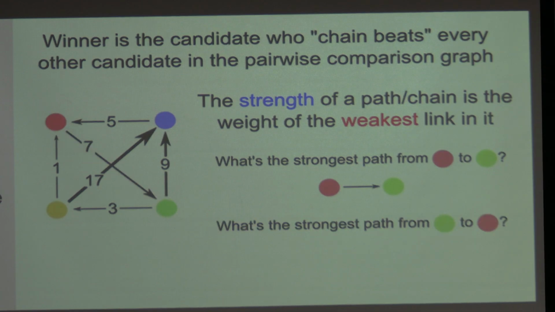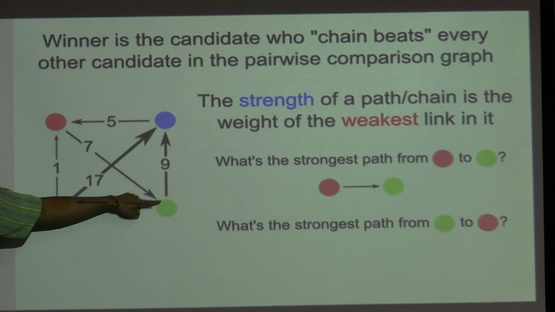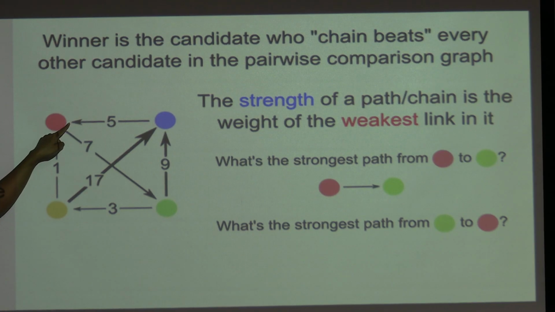Alright. What about the opposite direction? What is the strongest path from green to red? Green, blue, red. This is a path definitely. What is its strength? 5, right? Between 5 and 9, this is the weaker edge, so this determines the strength of the entire path. So this is 5. Any other paths?